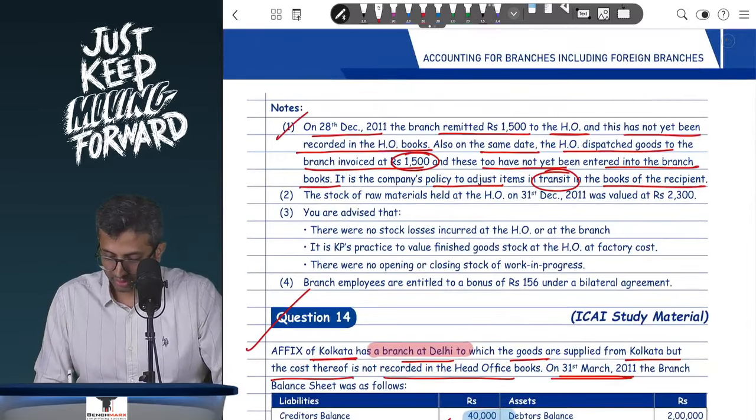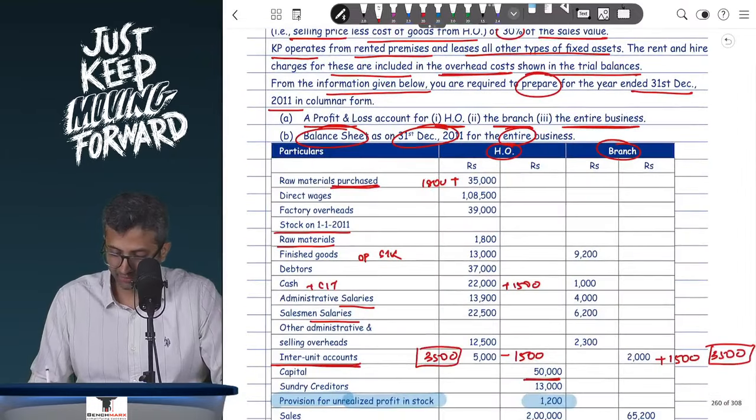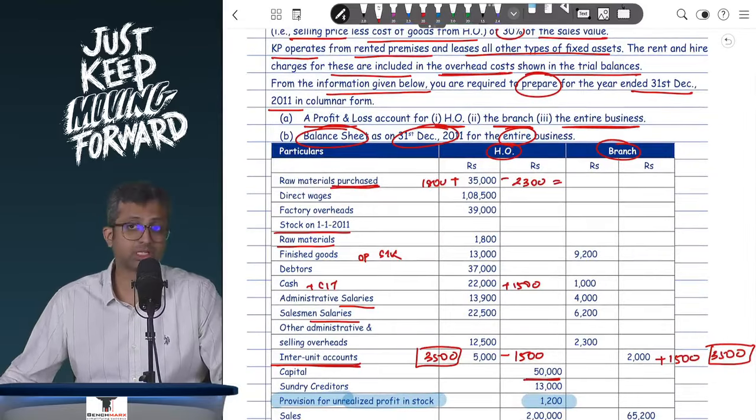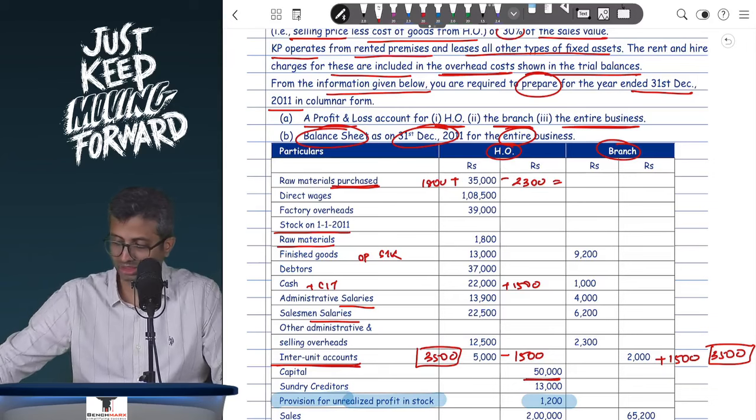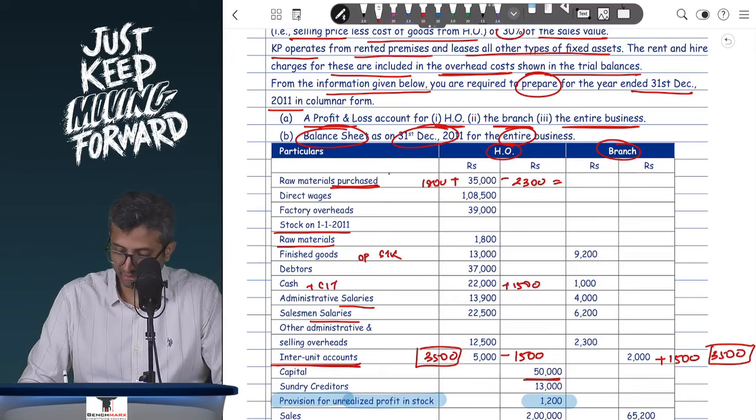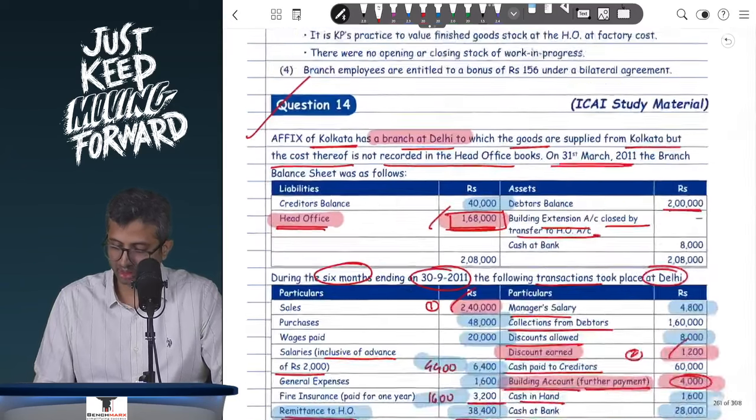The stock of the raw material held at HO on 31st December was valued at 2300. So this will help you first find the raw materials consumed. At the same time, this will be shown as the closing raw material stock. 1800 plus 35,000 minus 2300 comes to, I think, 34,500. So this is raw materials consumed, which will be at 34,500.